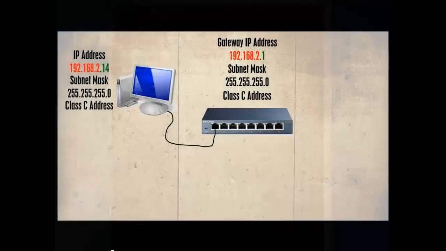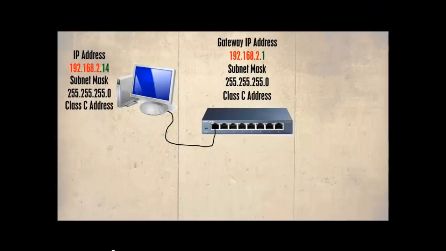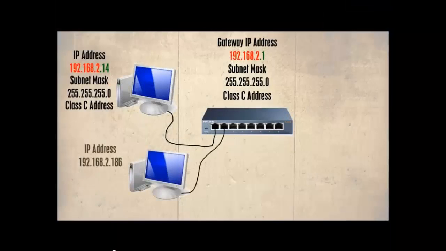Let's assume we have another host on the same network with an IP address of 192.168.2.186. Once again, the subnet mask would be 255.255.255.0, resulting in a network ID of 192.168.2 and a host ID of 186. We could test the communications again using the ping command for that host.